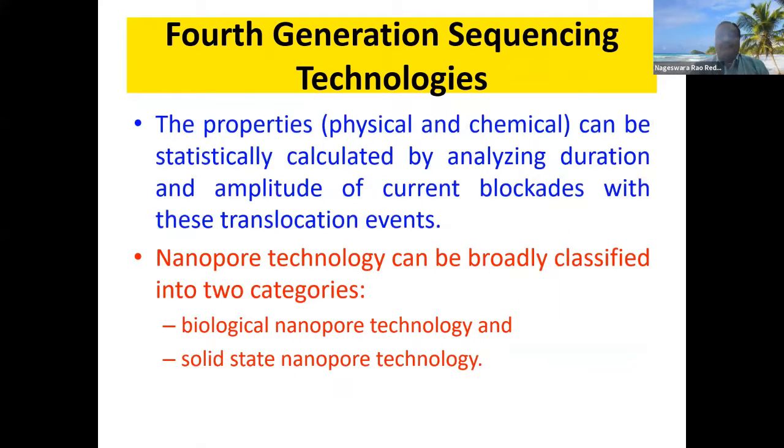So as said, there are two types of material which are there. One is biological nanopore technology material, and the other is solid state. Tomorrow, in the next class, we'll see how biological nanopore technology and solid state nanopore technology are used for sequencing the genome. Okay.